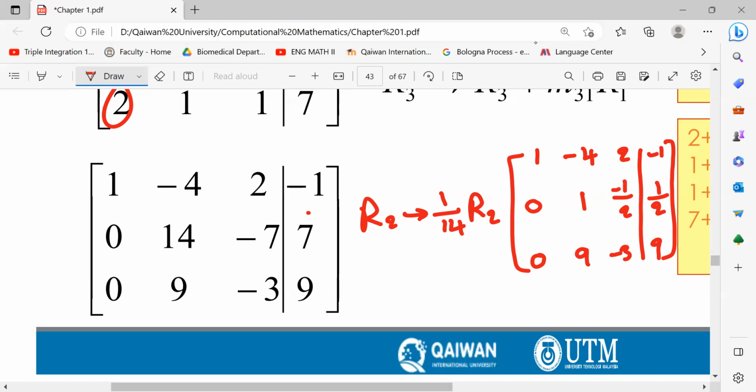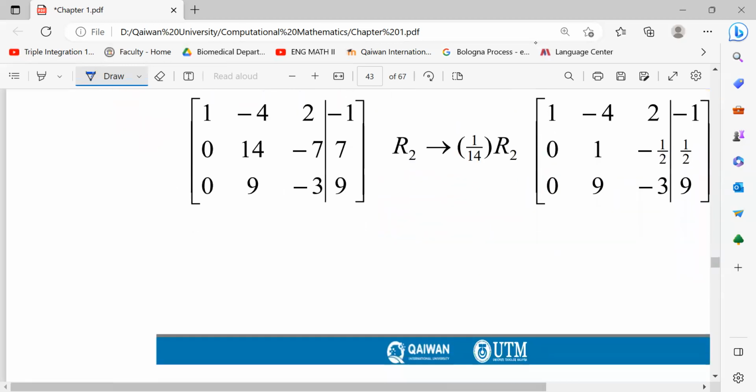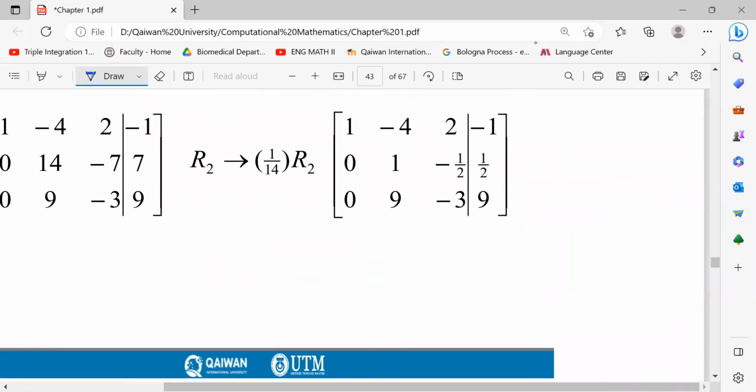This is the step. We changed the second leading entry to 1. Now, what we do? By using this one, we change this and this to 0. That's all. That's the second step. And then we change this to 1. After changing these two to 0, we change this to 1, and then we change these two to 0 by that one. Let's do this first. That's the step that we did now.